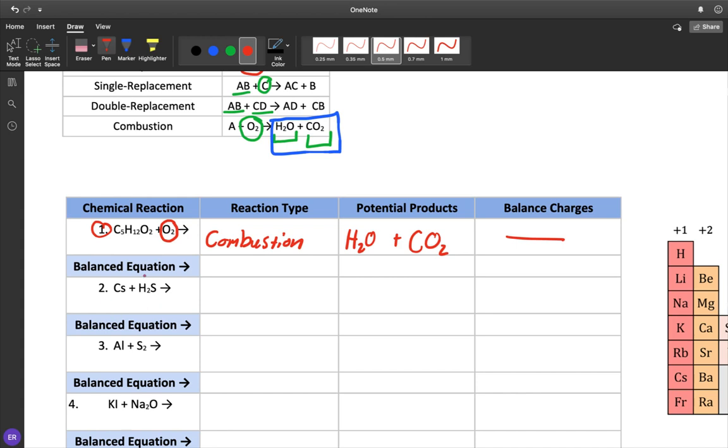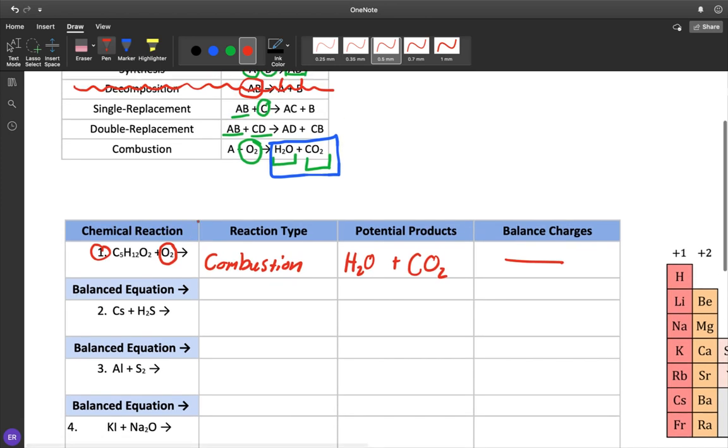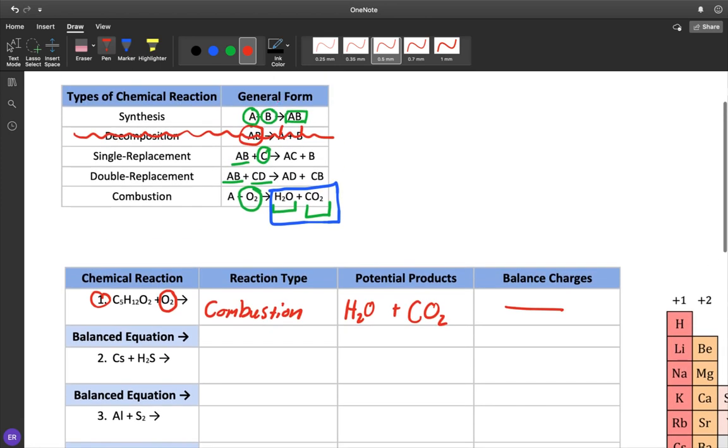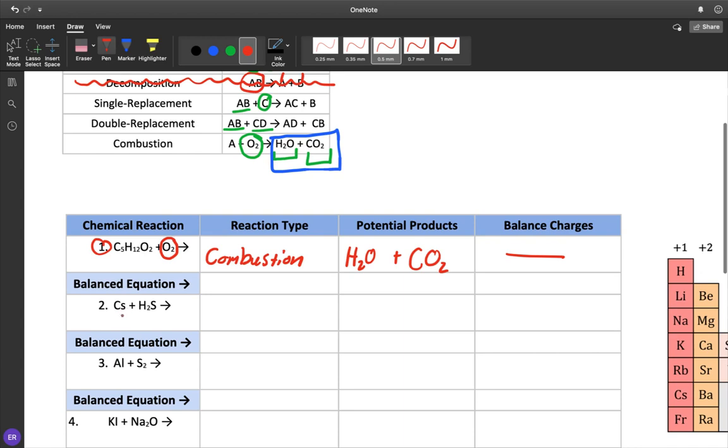Okay, so let's get started with the next one. Now, is this combustion? We don't have O2 by itself on the reactant side, so this is not combustion. Let's take a look at the next one. Is this synthesis? Do we have a single element plus a single element? Well, Cs, we have a capital C, lowercase s, so this is one element, right? But then we have capital H and capital S. These are two different elements. This is a compound. So we have a single element with a compound. This is going to be single replacement.